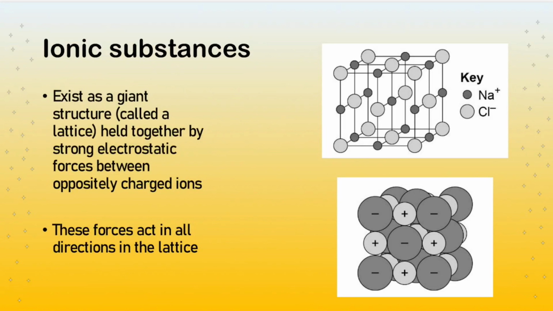For the next part, we're going to focus on what properties ionic substances have and how the bonding explains these properties. Well, firstly, they exist as what we call a giant structure, which is called a lattice. They don't really exist as small molecules as ionic substances. They tend to exist as large crystals when they're on their own, or they're not dissolved in things. And these are called lattices, and they're held together by strong electrostatic forces.